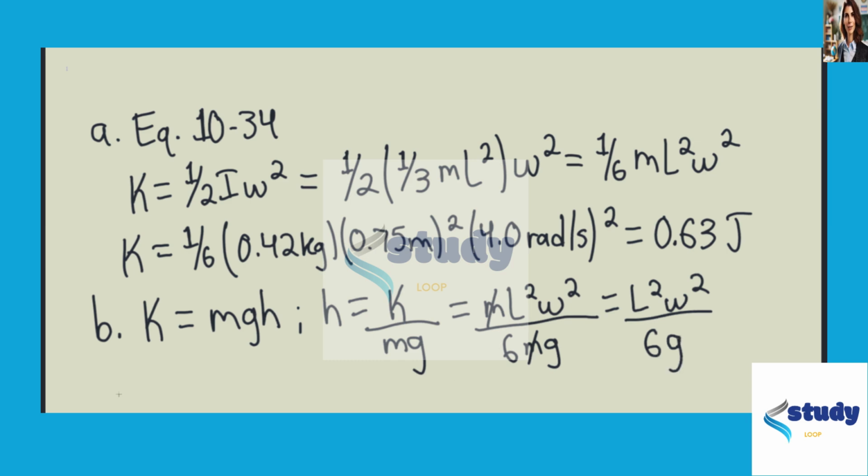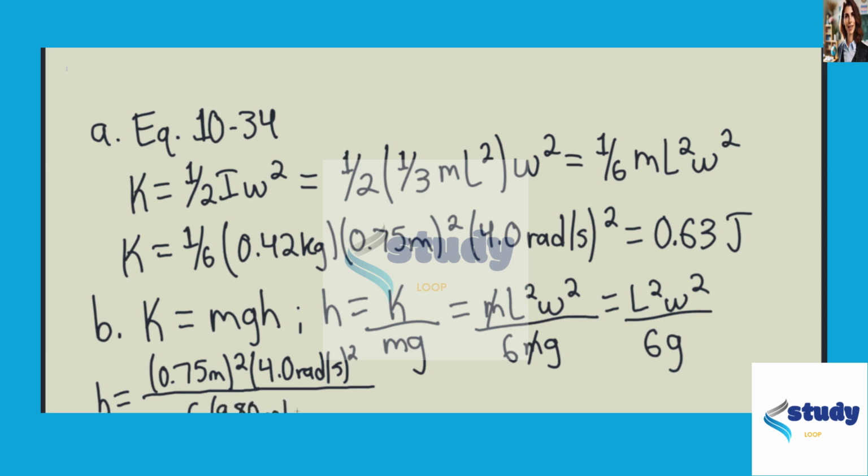We can solve, so h would be equal to 0.75 meters quantity squared times 4.0 radians per second quantity squared divided by 6 times 9.80 meters per second squared. We have a maximum height equal to 0.153 meters. This would be our final answer for part B.